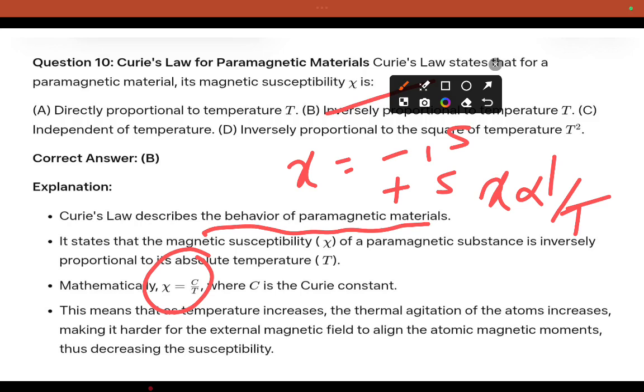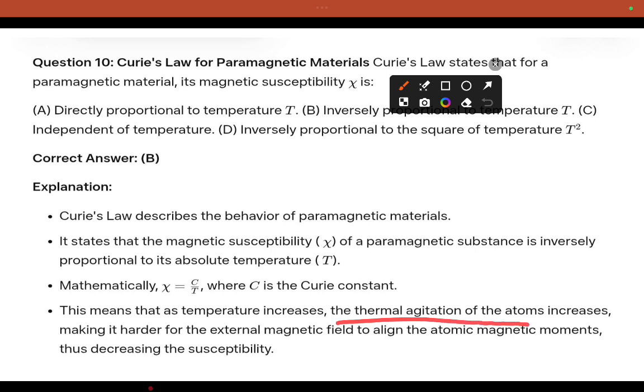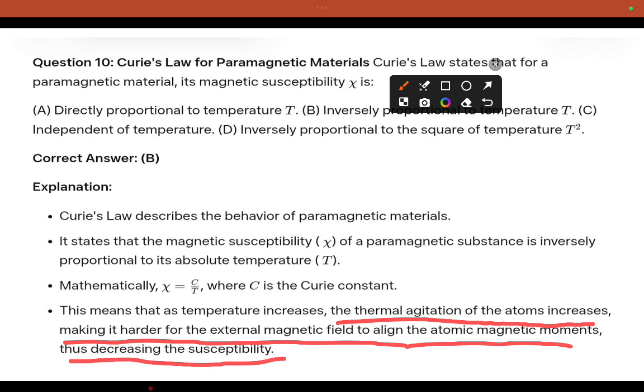This means that as the temperature increases, thermal agitation of the atoms increases, making it harder for the external magnetic field to align the magnetic moments, thus decreasing the susceptibility.